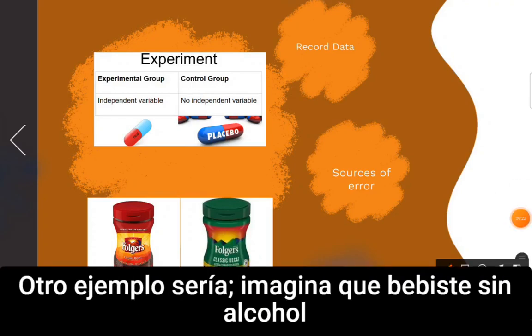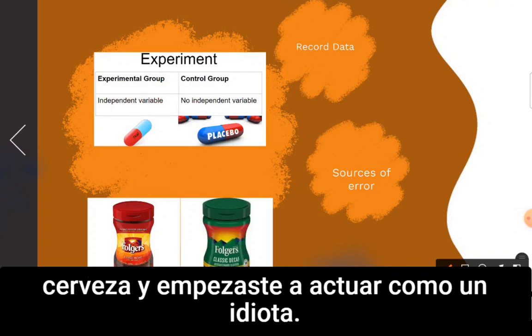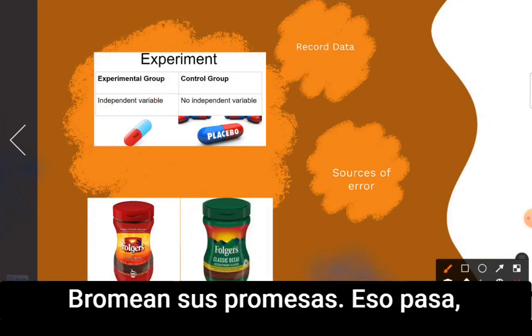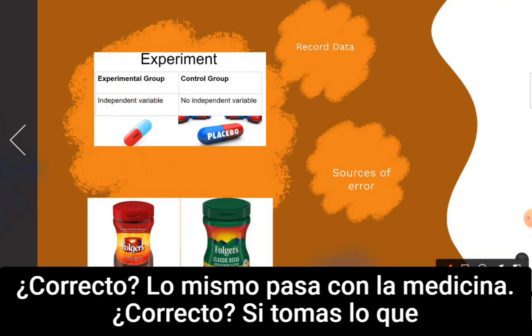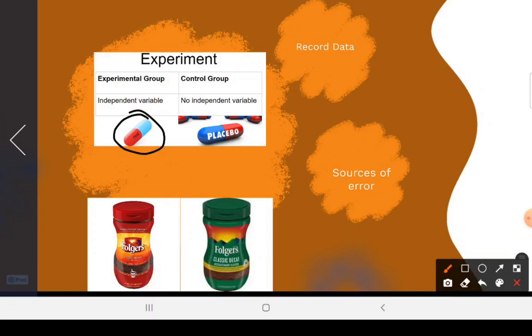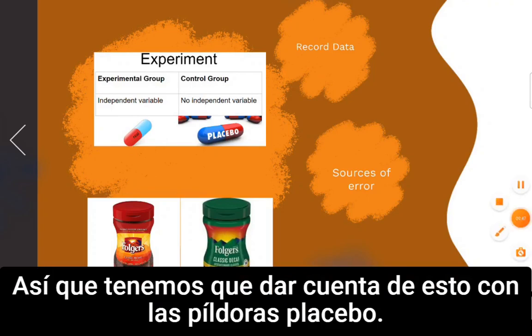Another example would be, imagine you drank non-alcoholic beer and you started acting like an idiot. This is something that people do in fraternities. They prank their pledges. That happens, right? So same thing with medicine, right? If you take what you think is a real pill, you might feel better. So we have to account for this with placebo pills.